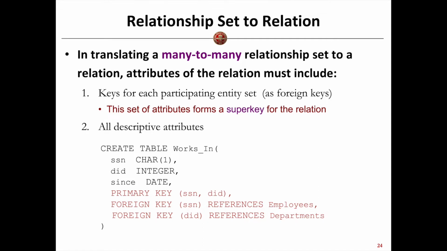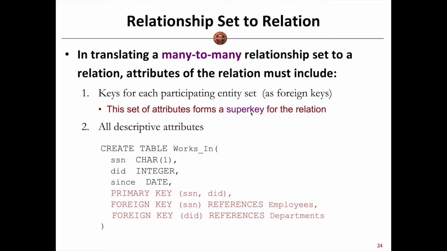So as shown in this page, in translating a many-to-many relationship set to a relation, the attributes of the new relation must cover two main groups of attributes. The first group of attributes are the keys of each participating entity, which will be used as the foreign keys for the new relation, right? Also, the combination of the set of key attributes will actually form a super key for the new relation we create for the new relationship. What is a super key? Super key denotes a combination of multiple keys, which together will form a super key for a relation.